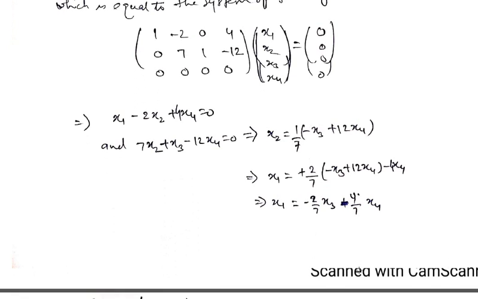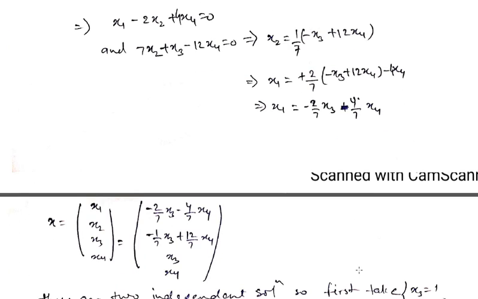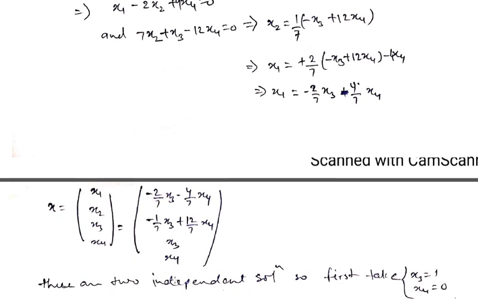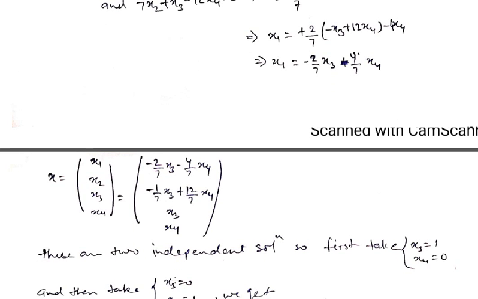So the solution of this linear homogeneous system will be of the type (x1, x2, x3, x4), where x1 is −2/7 x3 − 4/7 x4, x2 is −1/7 x3 + 12/7 x4, and x3 and x4 are independent. So there are two independent solutions.